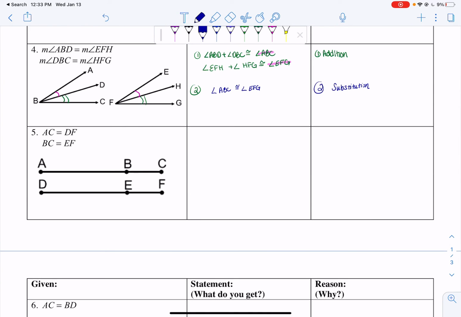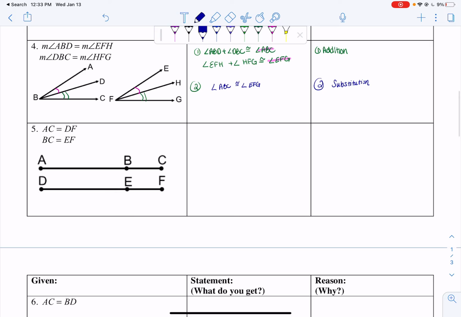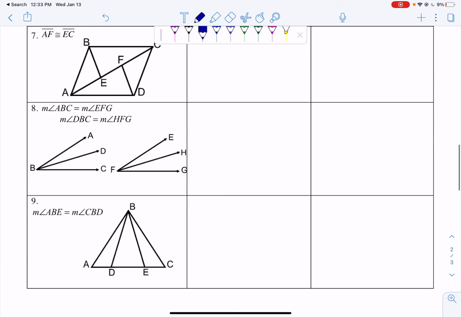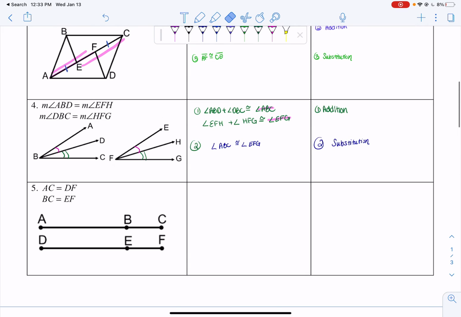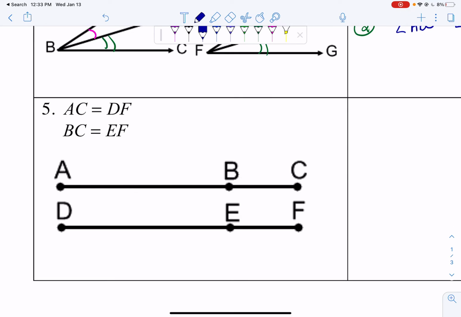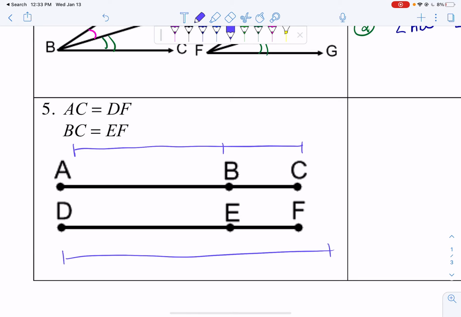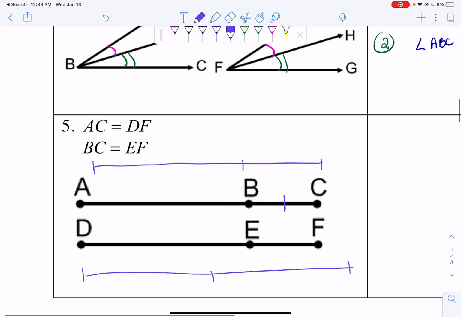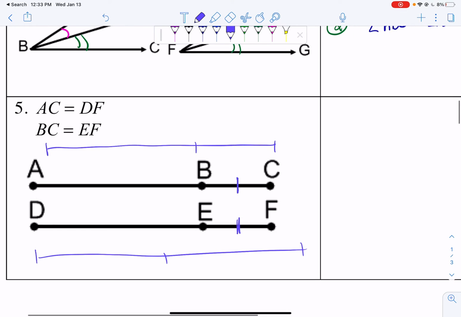Now let's go to our next example. I have AC congruent to DF. This is not going to be an addition example. Just a heads up, this will not be an addition example. So I have AC congruent to DF, so I have a whole is congruent to a whole. And I have BC is congruent to EF. I can show that AB and DE are congruent, but it's going to require a little work.